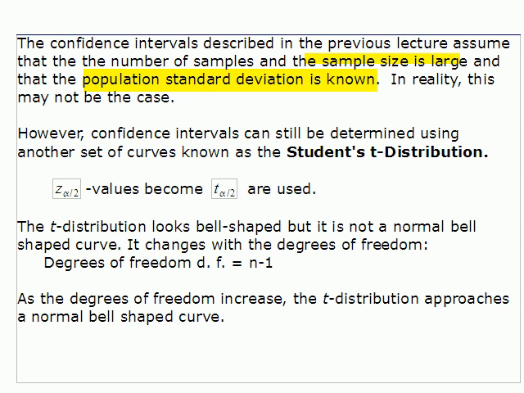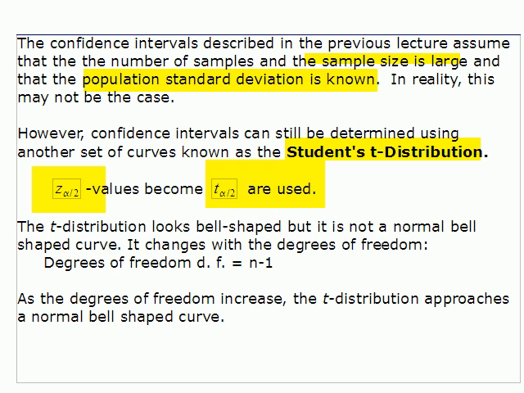You might not have that information, but you can still construct confidence intervals by using what's called the student's t-distribution. For homework, you can look up why it's called student's. In the previous case, when we were using the normal distribution, we called those multipliers z alpha over 2. Now, appropriately, we're going to call them t alpha over 2.